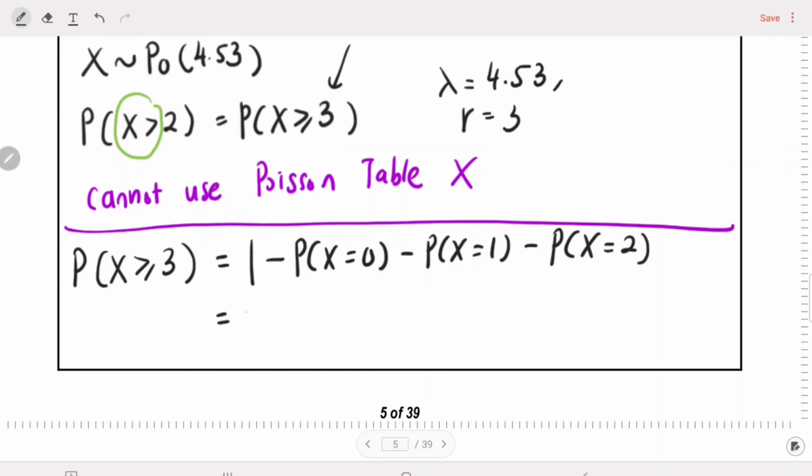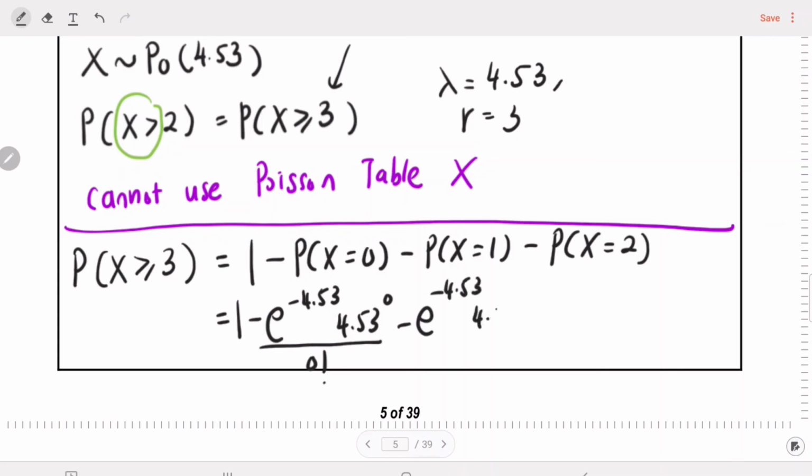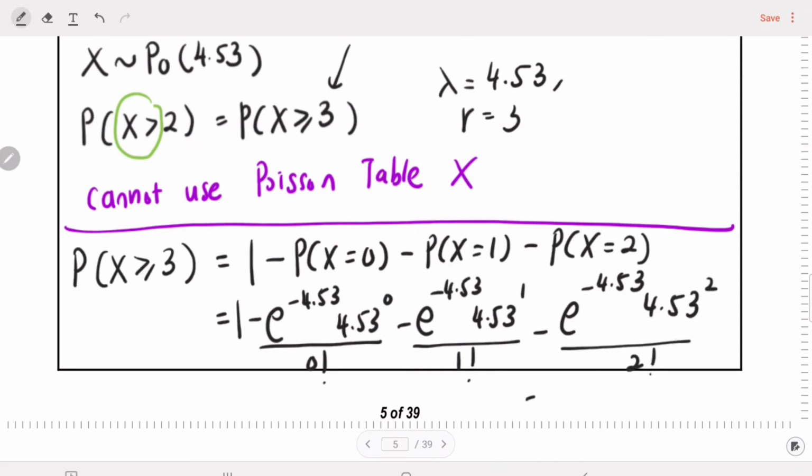Right? And then we substitute it into the Poisson distribution formula, which is e to the power of negative lambda, lambda to the power of x divided by x factorial. The same thing here, e to the power of negative lambda, lambda to the power of x divided by x factorial, and also e to the power of negative lambda, lambda to the power of x divided by x factorial. Calculate everything and you're going to get the answer, which is 0.8298.